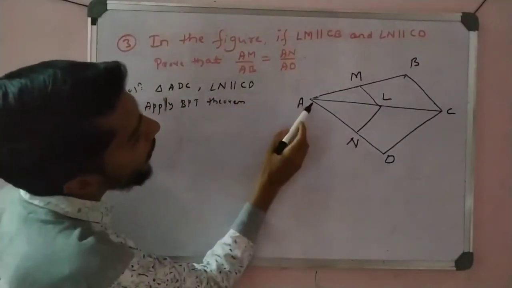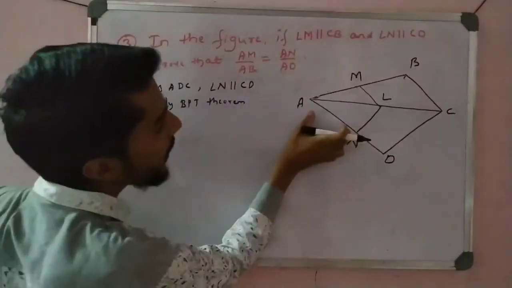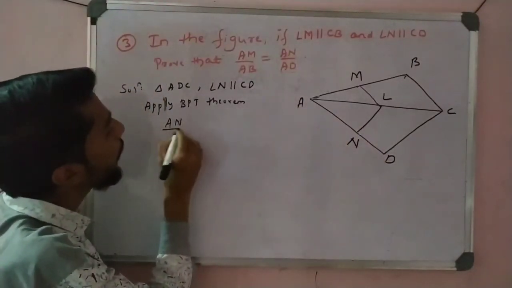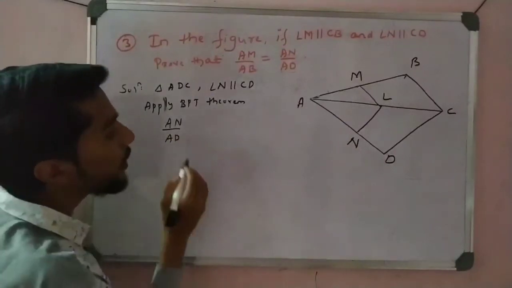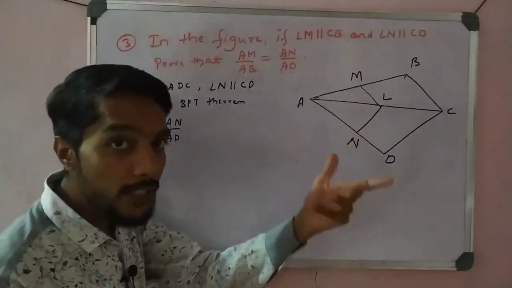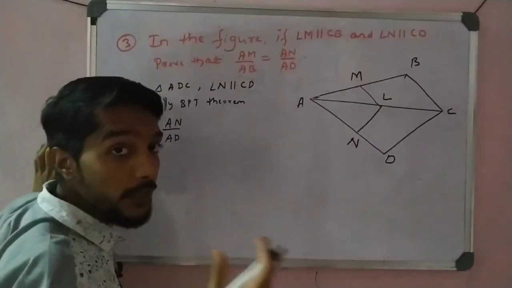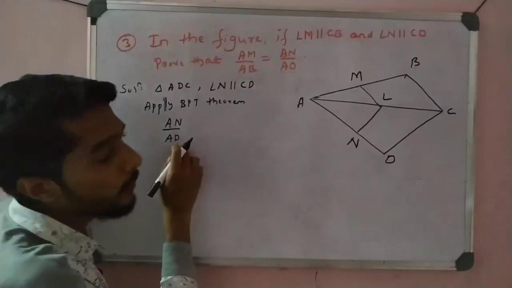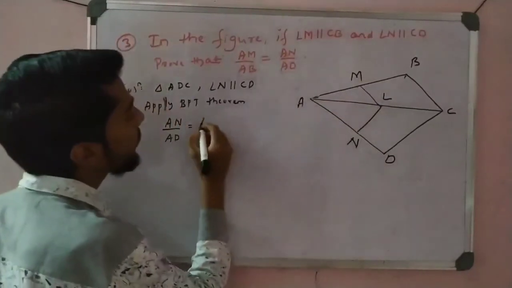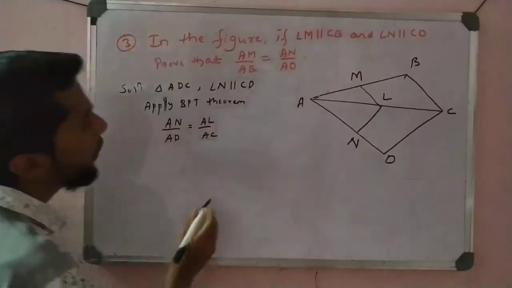BPT theorem, what do we get? We require AN by AD here, so we can apply those results. In the last video we proved this one also. How do we prove it? First we write this one, take the reciprocal, then add one. See video number 1 for the BPT theorem solution. So AN by AD is equal to AL by AC. Correct, now this is equation 1.